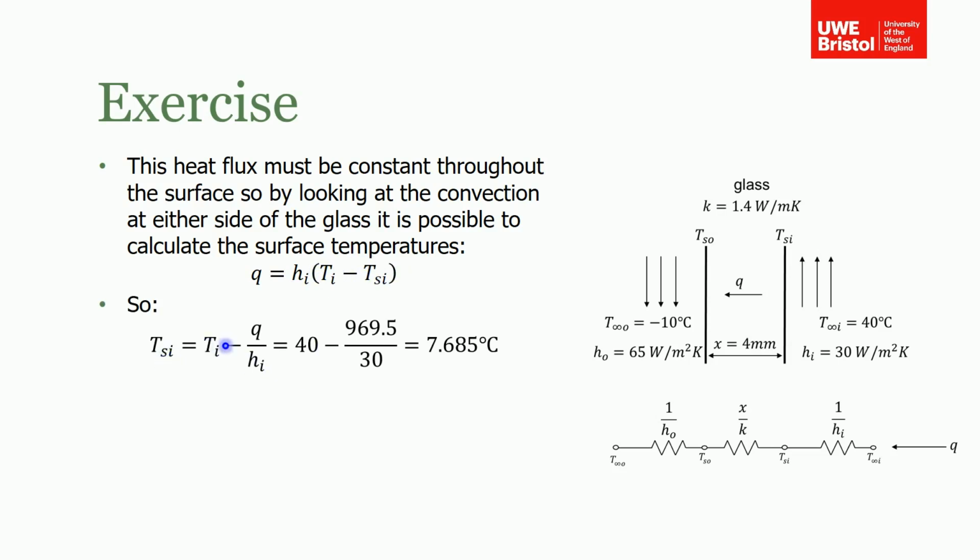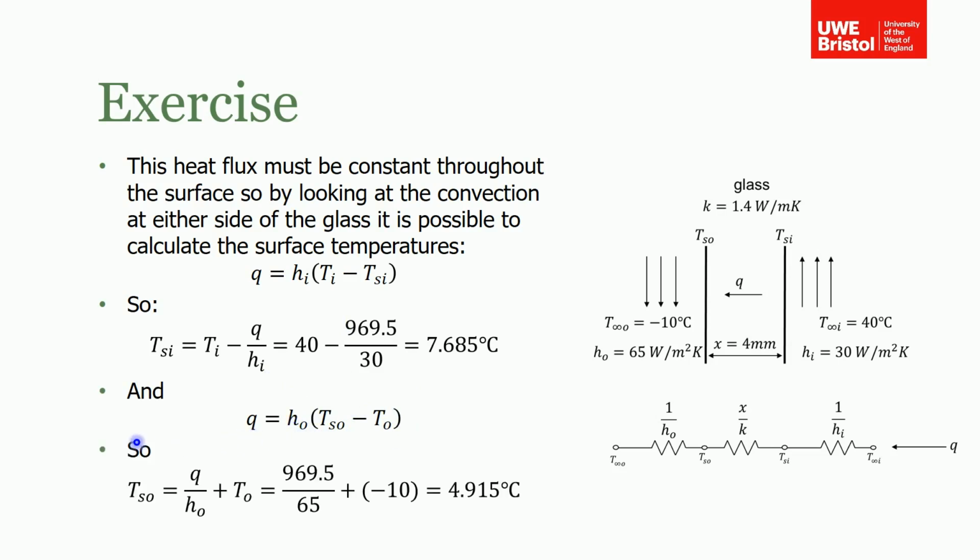So for the inside window, it's 40 minus the heat flux divided by the heat transfer coefficient. And if you work that out, it comes out at 7.6 degrees C. And similarly for the outside of the window, you can use the same equation and rearrange and plug in the values, and you should get a value of just around 5 degrees C for the outside temperature of the window.